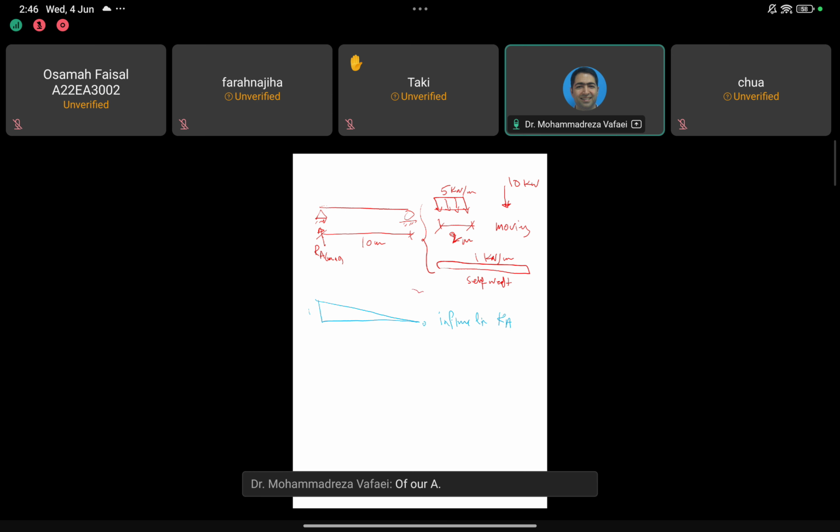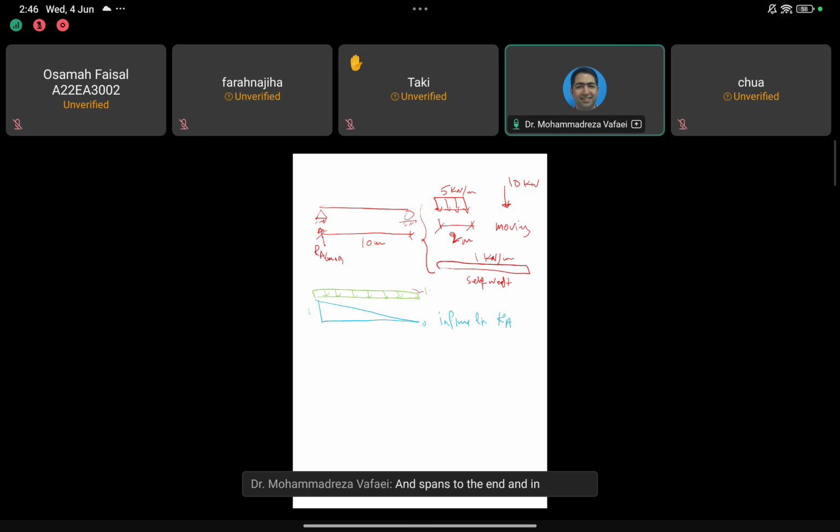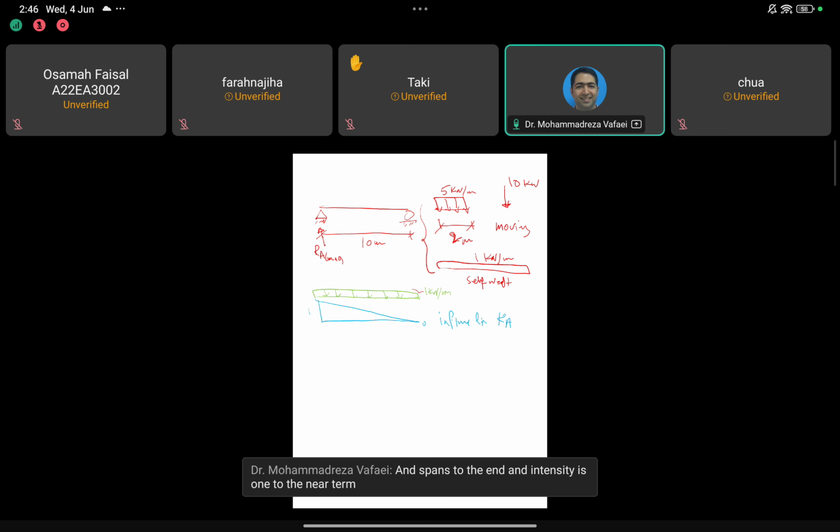The second step is to decide where we should put the load to give us the maximum RA. Let's just start with the self-weight, because as we said, self-weight doesn't move and they are all over the span. So this is going to be our self-weight, starting from the beginning of the bridge and spanning to the end. And intensity is 1 kilonewton per meter. So this is the self-weight.